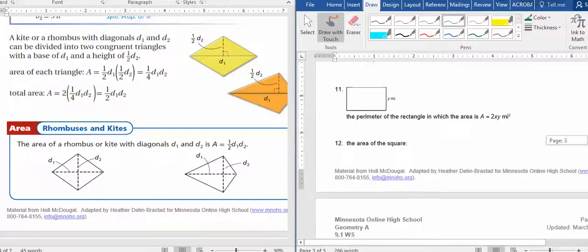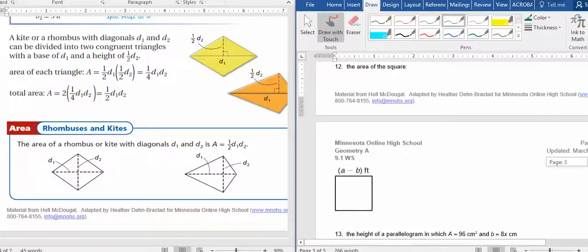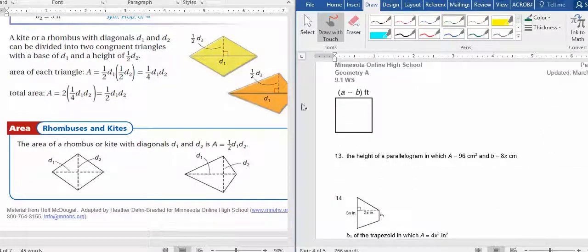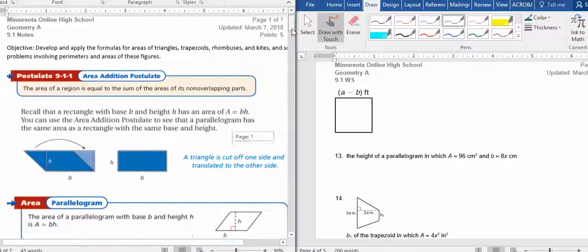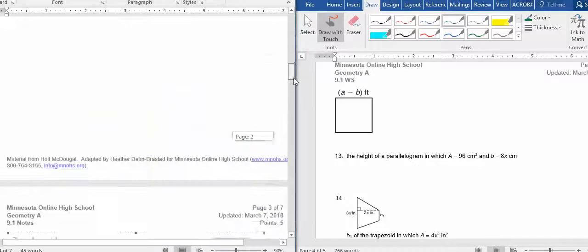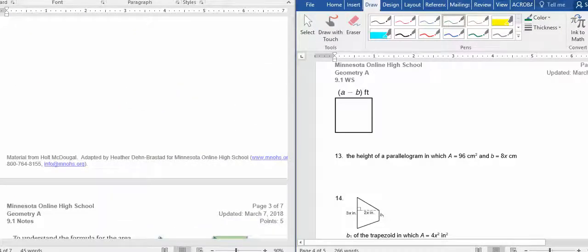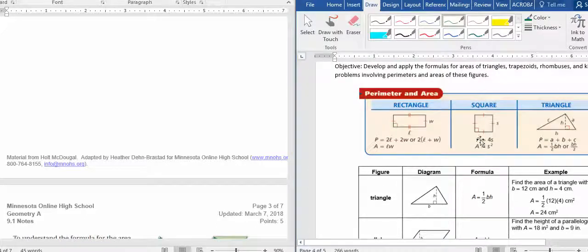Let's look at number 12. So in 12, we're looking for the area of this square. You're asked to find the area of this square. The area of a square is found with the formula base times height, or there's a special one for square if you want. Let's look on this worksheet at the very top, if they have that listed. Here we go, squared. The area is equal to side squared. You can always just use base times height or length times width as well.